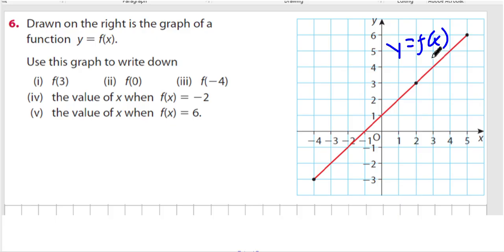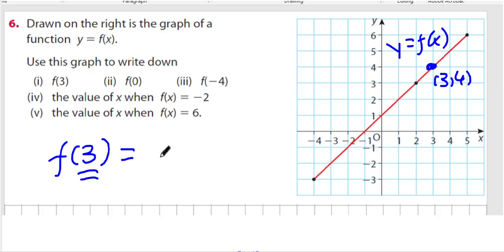Okay. Now, f3 means what output is caused by an input of 3? 4. That is the correct answer. The point 3, 4. Input of 3 causes an output of 4. Excellent. What about f0? An input of 0 causes 1. So that's an answer of 1.